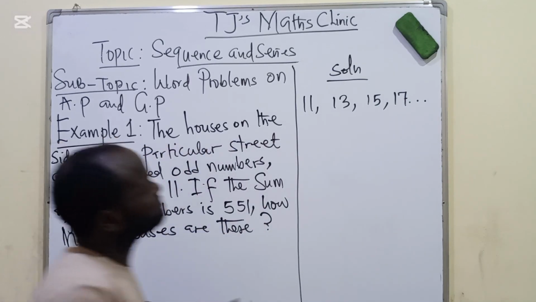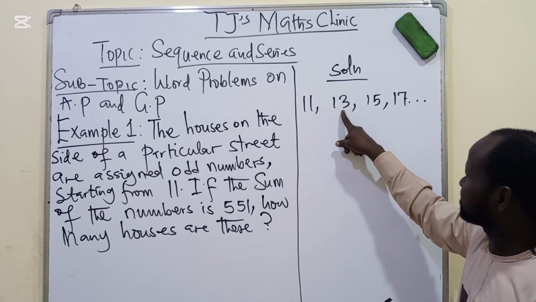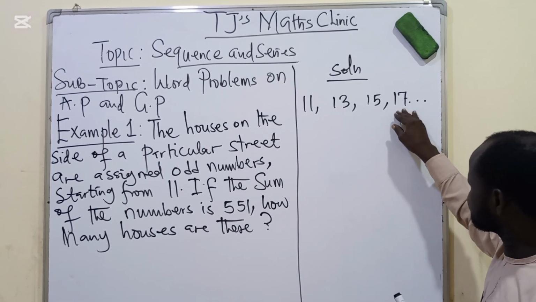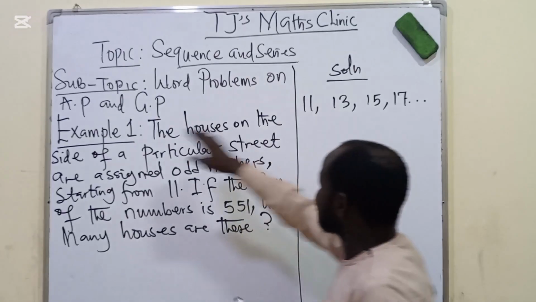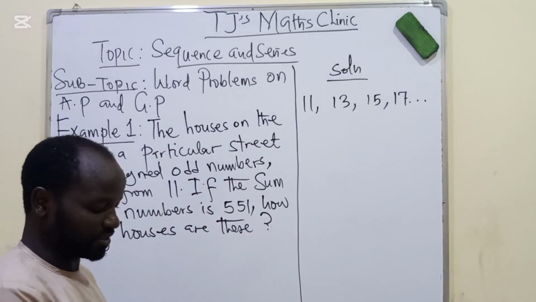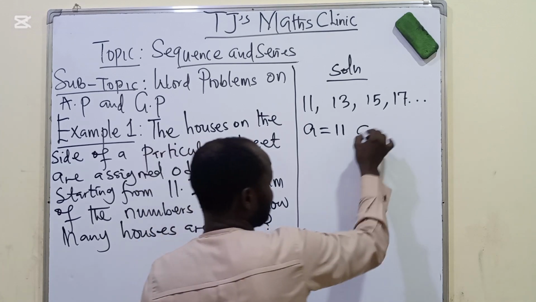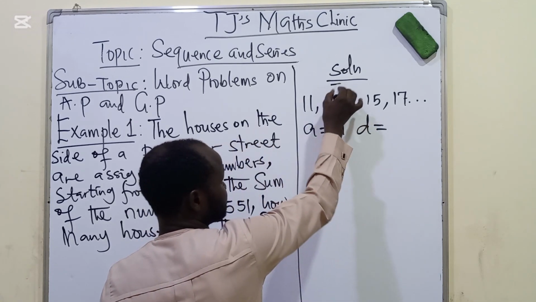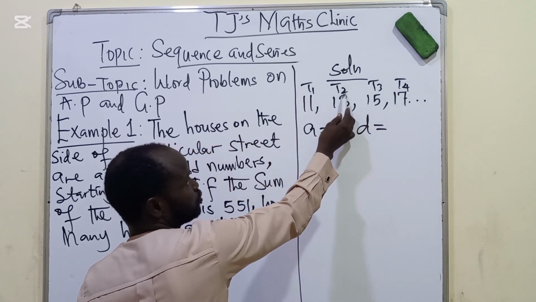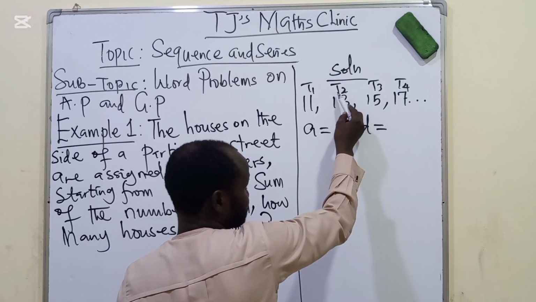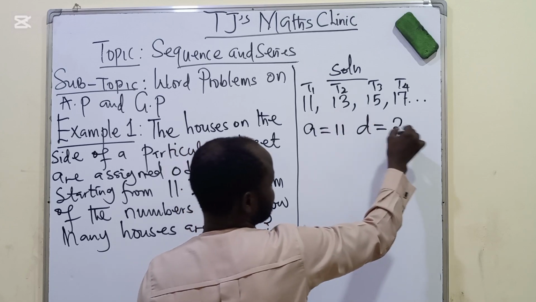So let's look at the behavior of these numbers. Which type of sequence is this? From 11 to 13, from 13 to 15, from 15 to 17, it is increasing by 2. So the common difference is 2. So this is an arithmetic progression. Very important. Since this is an arithmetic progression, our first term, of course, will be 11. The common difference d is T2 minus T1, or T3 minus T2, or T4 minus T3. That will be 13 minus 11, which is 2.